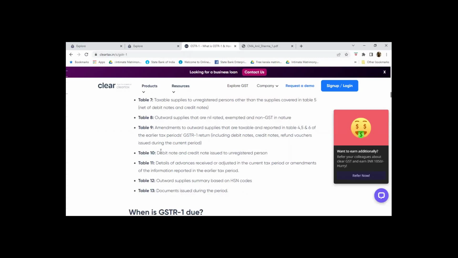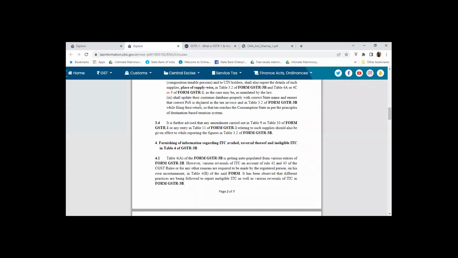Then customer database should be updated properly with correct state name and to ensure that correct place of supply is declared in tax invoice and in table 3.2 of Form GSTR 3B while filing their returns, so the tax reaches the consumption state as per principles of destination based taxation system. GST is a destination based taxation system. By declaring the place of supply correctly, the tax reaches the correct consumption states. Therefore, it is to be disclosed properly.